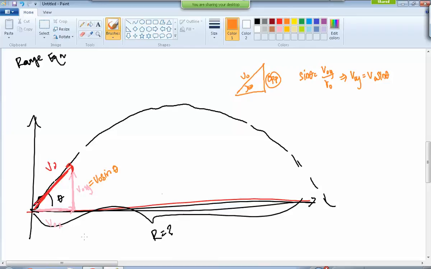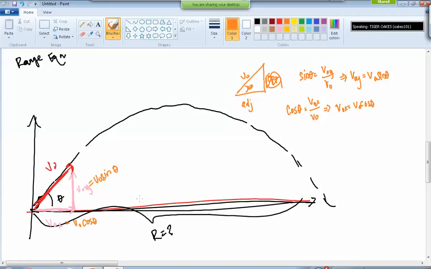Alright, what about the x direction? Well, I'm talking about the adjacent side this time, not the opposite side. So which trig function should I use? Breland, give me the answer for that one. Cosine theta, which is equal to v naught x over v naught, and therefore v naught x equals v naught cosine theta, and that's it.